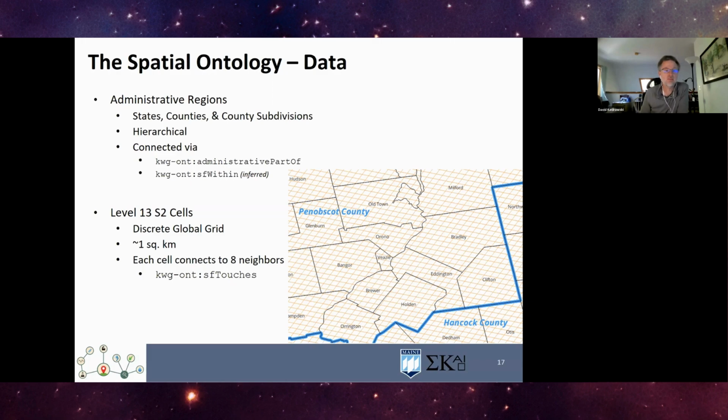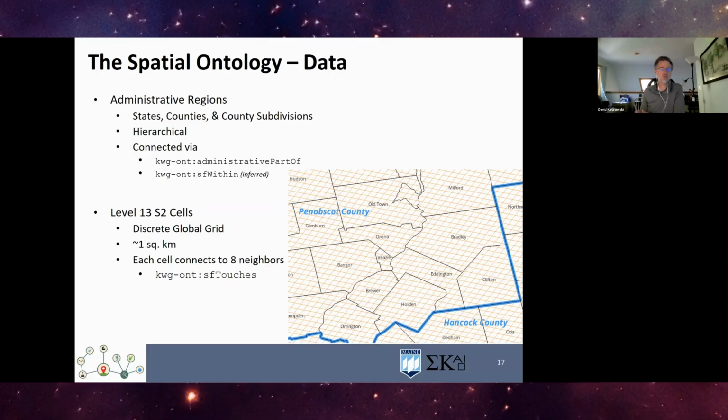They're nested. Towns or county subdivisions, which are typically towns or townships, depending on the state you're in, reside within counties. Counties reside within states. And we connect them using a KnowWhereGraph relation, administrativePartOf. And then we have actually added on an extending KnowWhereGraph spatial ontology, where we infer the SF within relationship to go along with that administrativePartOf. In the picture you see there, we have some towns in Maine in black. The counties are in blue.